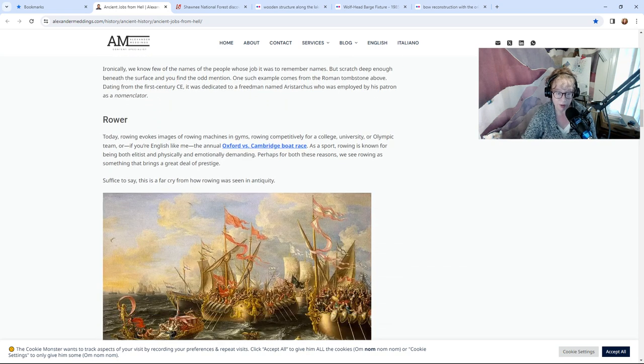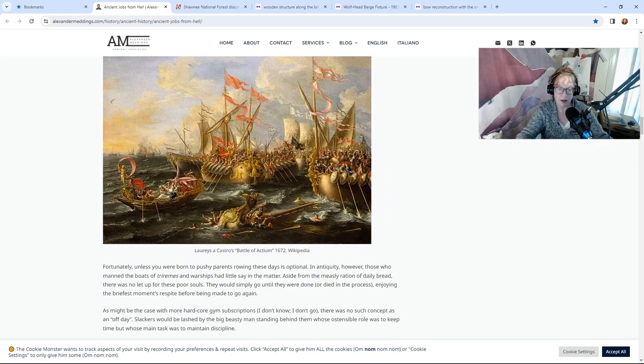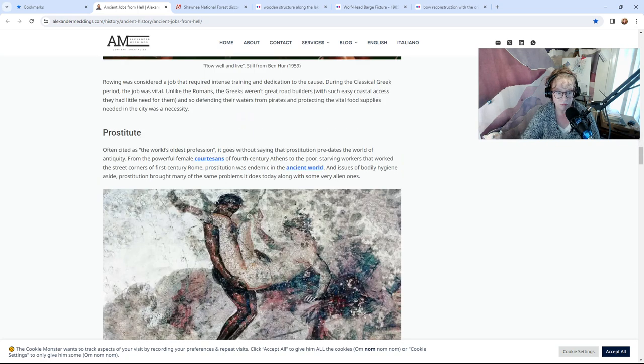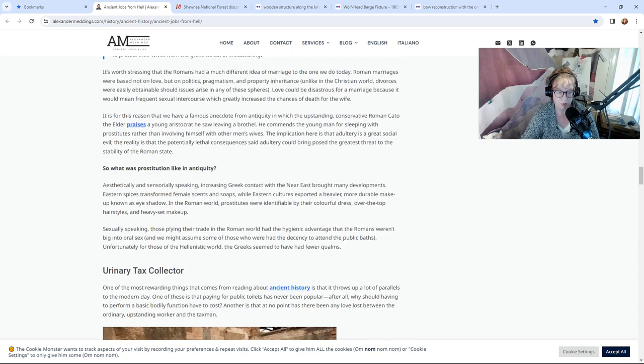Interesting. Rower, we know a rower. You have the ship lined up with benches and men rowing. That would be a tough job. Prostitute, we know what a prostitute does.